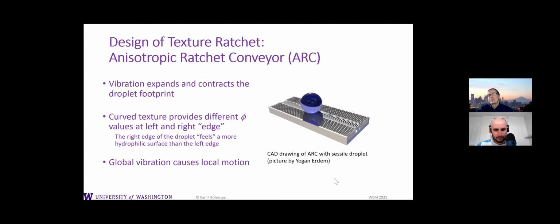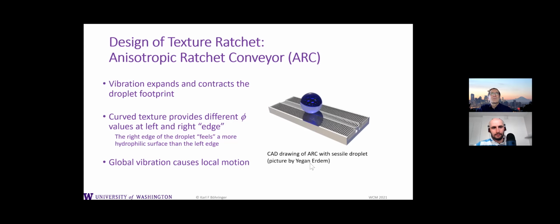This is a system that my former student Yegan Erdem and several other colleagues and former group members worked on. Yegan is now a professor in Turkey and still interested in microfluidics in various contexts, including a recent paper on a model for the system that came out in Langmuir just a few months ago.